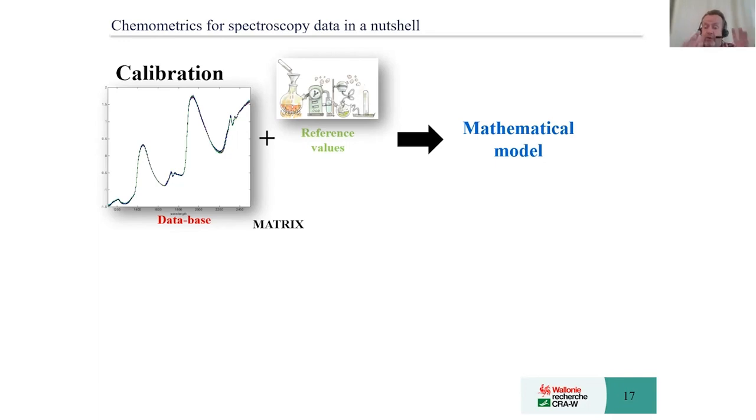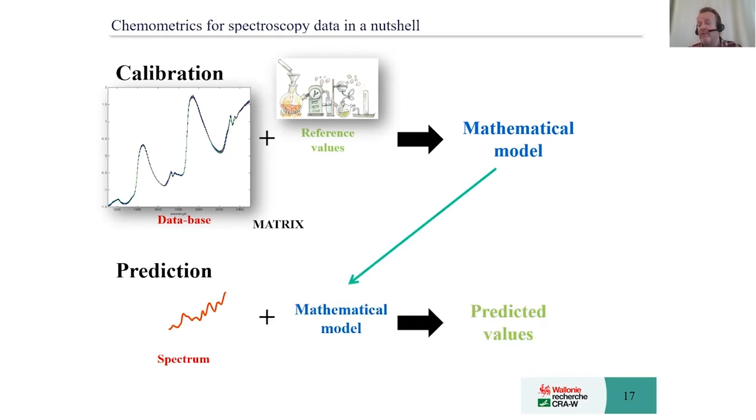And then with both pieces of information, what we will do is build a mathematical model. It's what now we call machine learning. And this part is the machine learning. When we have a model, what's nice is that we can get a new spectrum from a new sample, and then we can apply the model and have a predicted value.